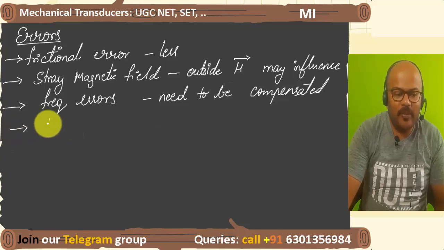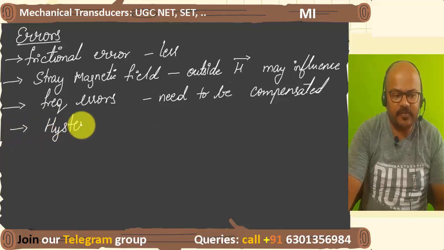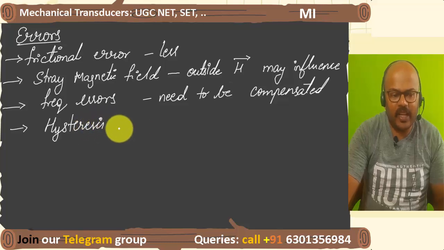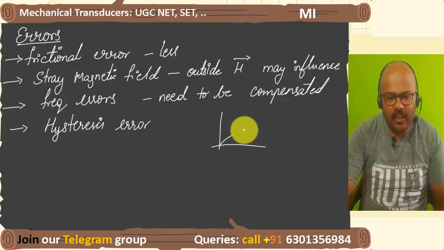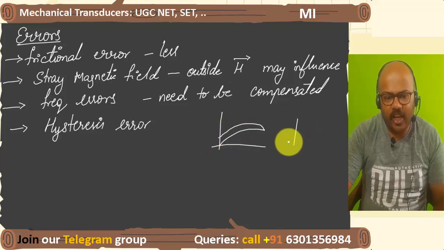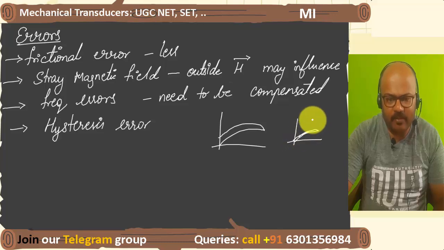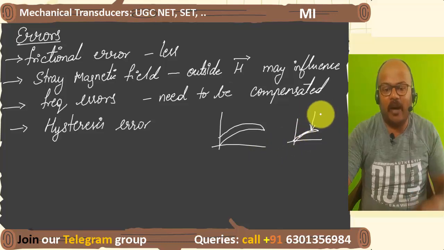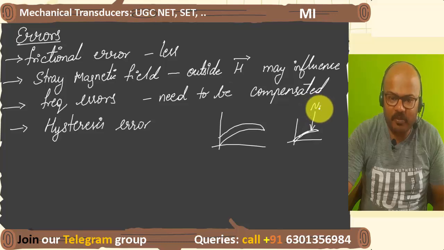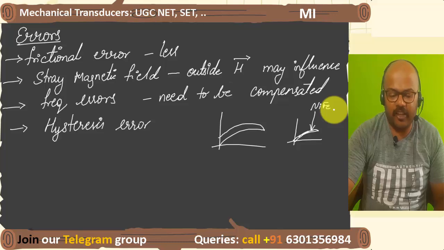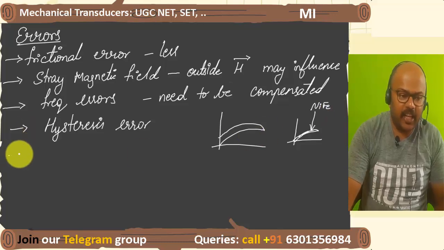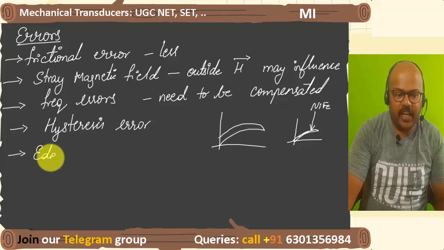Next, you will be having the hysteresis error. Now look at the things. Like this you will be having. In order to reduce it, what are we going to use? This pointer is going to take a linear path. For this, the material should be made of NiFe, nickel iron. Very, very important. And then you will be having eddy current error.